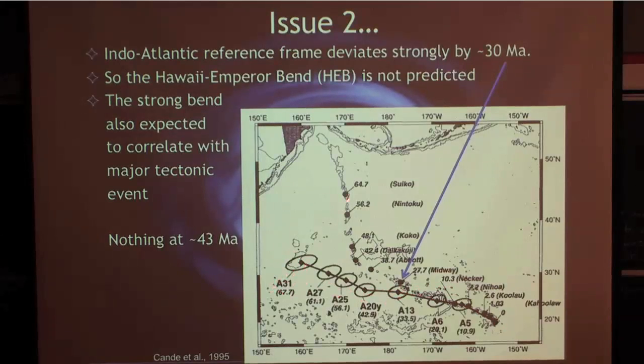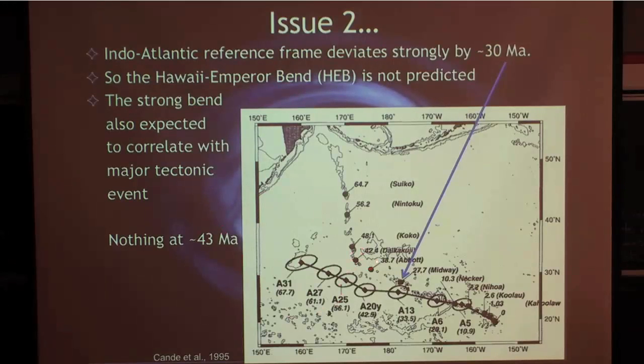This is 67 million years. That should be over here somewhere. So you're missing out on the bend, more or less. So this has bothered plenty of people for a while now. We can't predict the Hawaiian Emperor bend simply by assuming fixed hotspots.